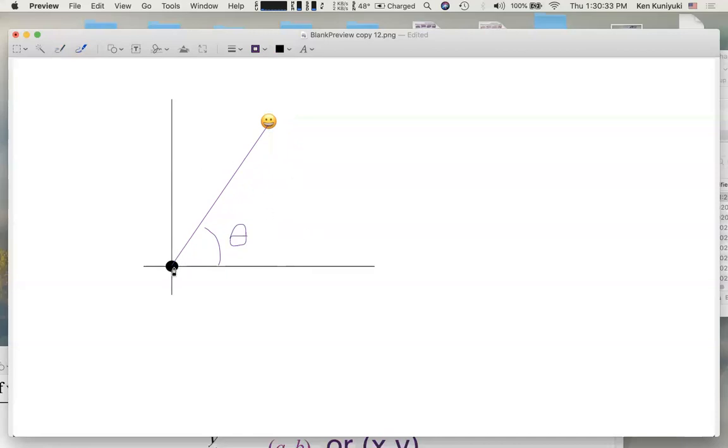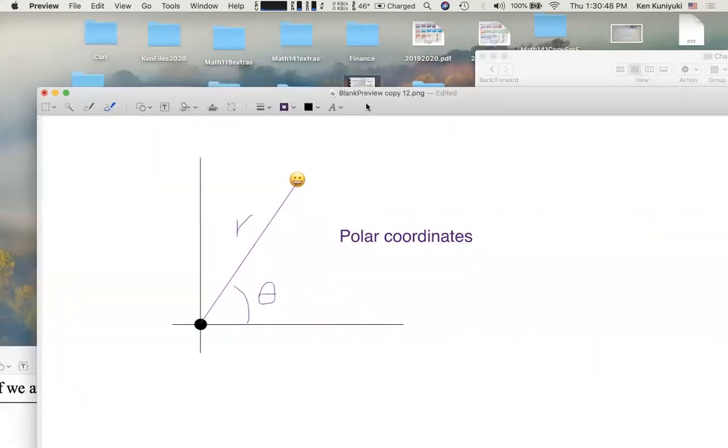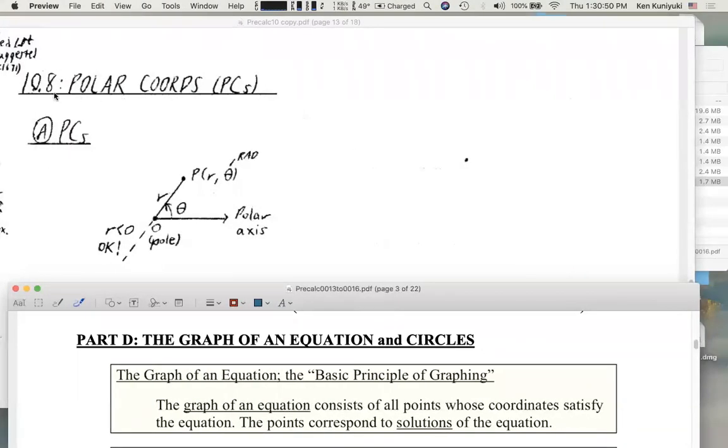The distance from the origin to this point here, we can call r, a polar coordinate for this point. In fact, r and theta represent polar coordinates for this point over here. And that's going to be our topic for today. Polar coordinates.